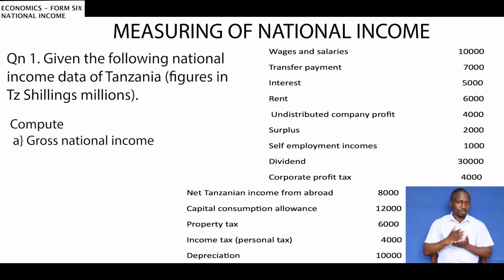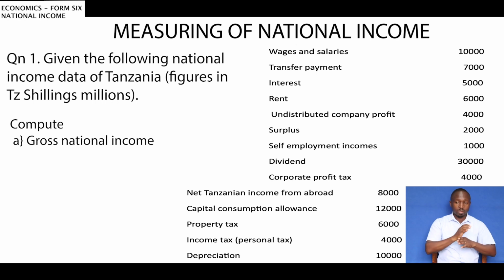So we add wages and salary, 10,000 as seen. We add interest, 5,000. We add rent, 6,000. We add undistributed company profit, 4,000. We add surplus, 2,000. We add self-employment incomes, 1,000. We add dividend, 30,000. We add corporate profit tax, which is 4,000.